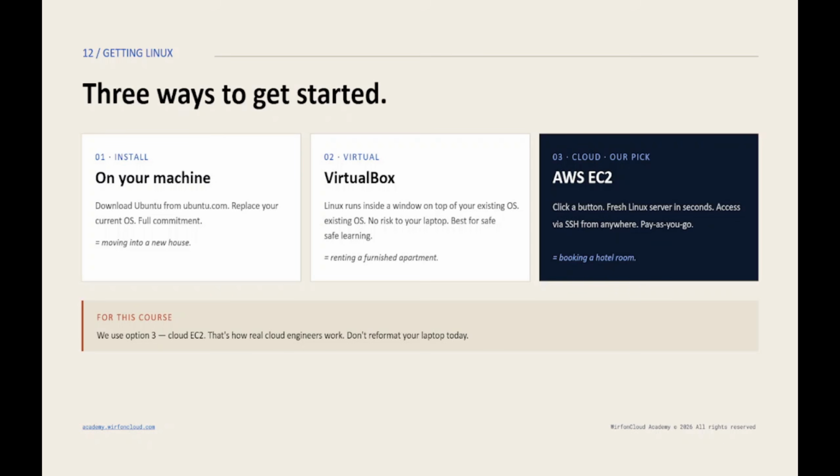Option 3. You launch a cloud server like AWS EC2. You click a button and get a fresh Linux machine in seconds, and you can access it through SSH. It's like booking a hotel room. For our course, we'll use option 3. That's how cloud engineers actually work. Don't reformat your laptop today, and do not try the VirtualBox. It requires some time.